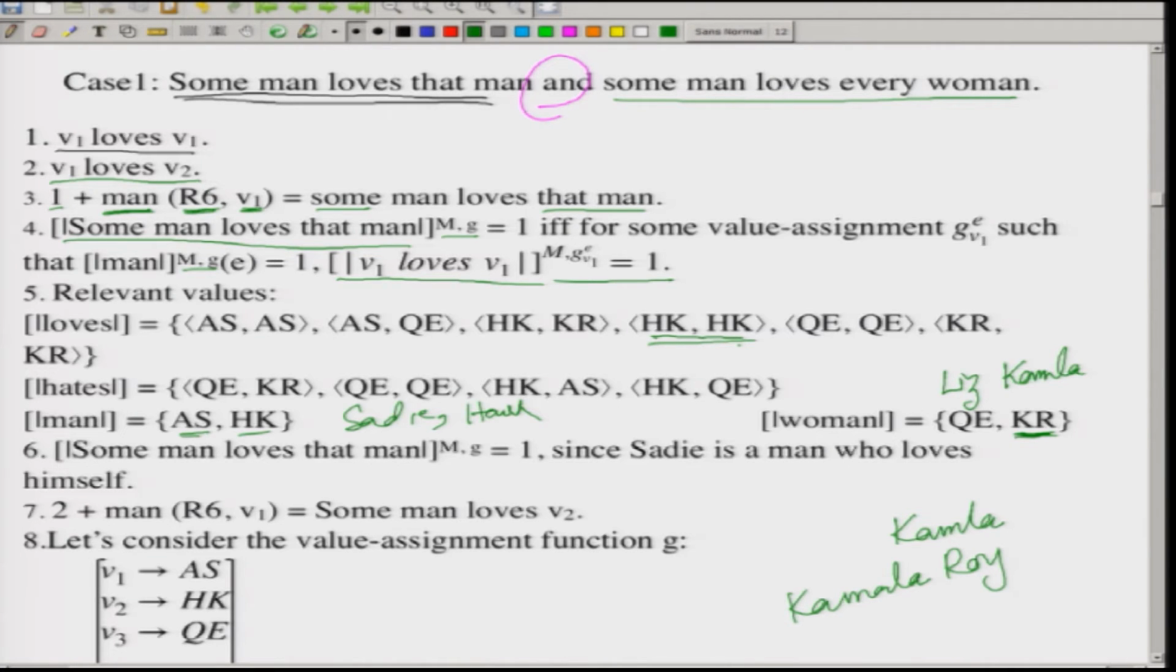So we are happy with this because there is at least one value assignment, g e V1. So what is this e? If g assigns HK to V1, then we can see that with respect to that the truth value of this will be 1. Because of that, we can say that the entire sentence will receive the truth value 1, because this is a some case, which means this is an at least one case. Because at least one satisfies this, we must say that this is perfectly all right. And then we get back to the second part of it, that is, some man loves every woman.